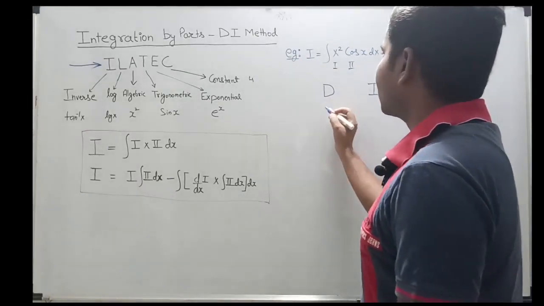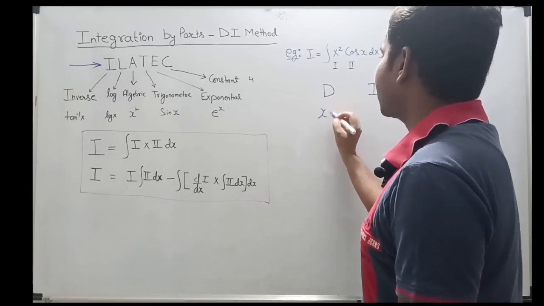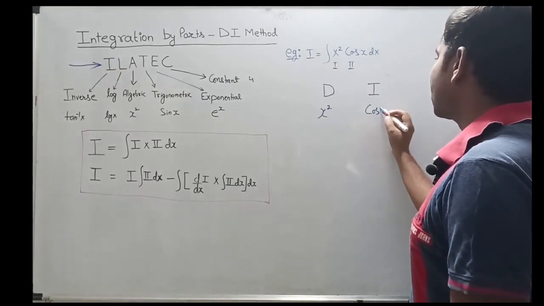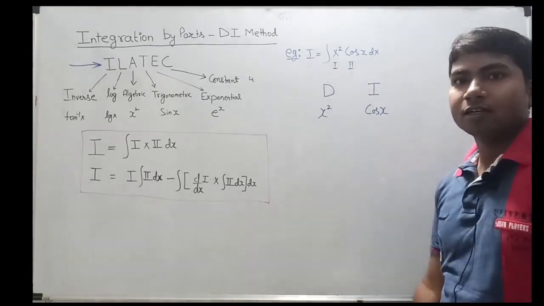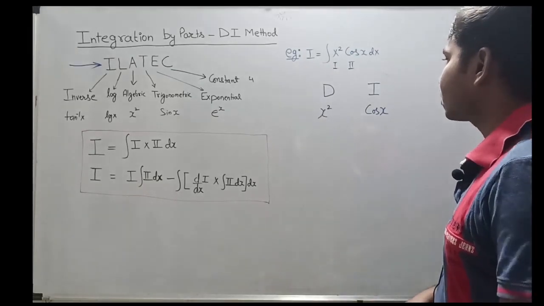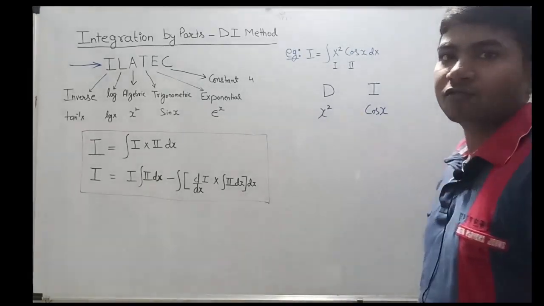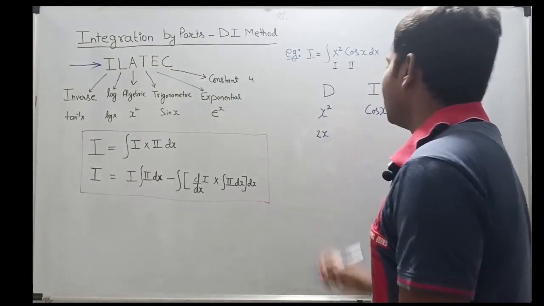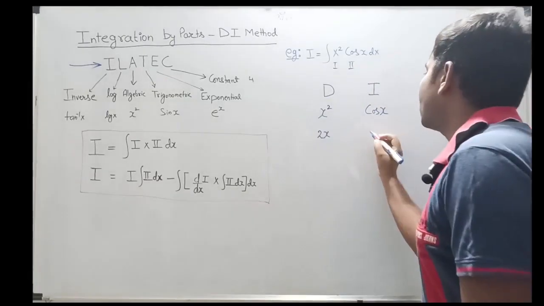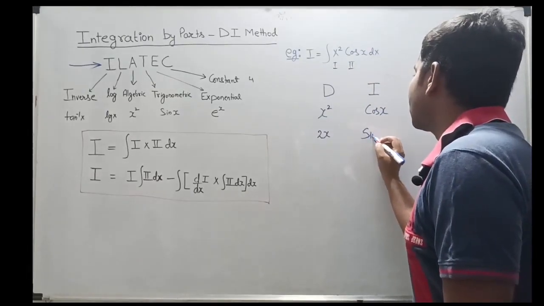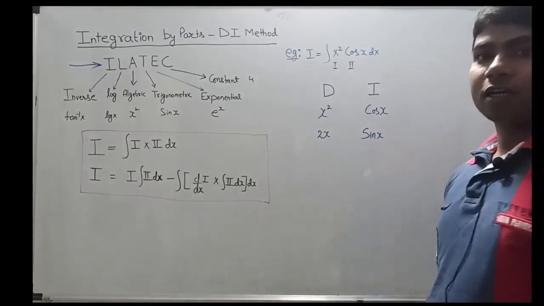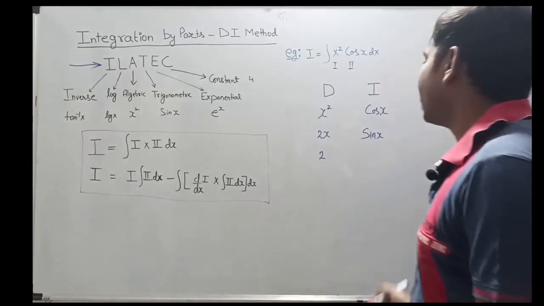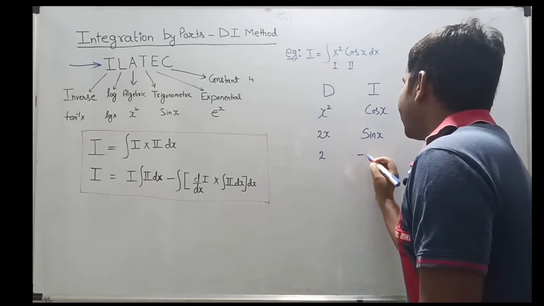So we will write our first function below the D, x square, and the second function below the I, cos x. So we have written like this. What we have to do, we have to differentiate this function and we have to integrate this function. So if we differentiate this function, 2x will come. And if we integrate this function, we all know the integration of cos x is equal to sin x. So students, again we have to differentiate this function, then 2 will come, and if we integrate the sin x, it will come minus cos x.